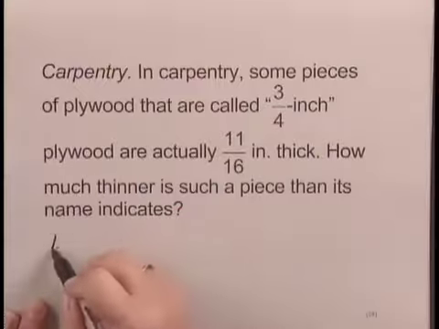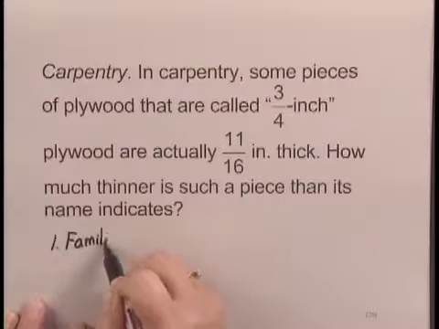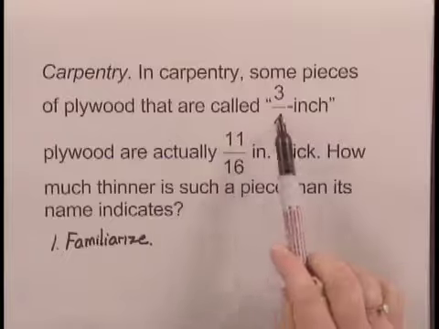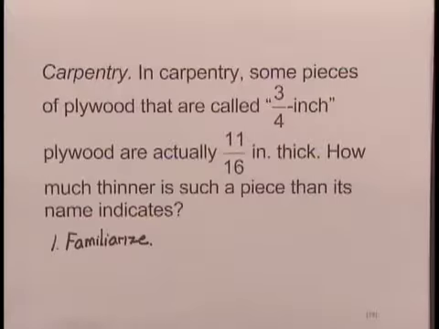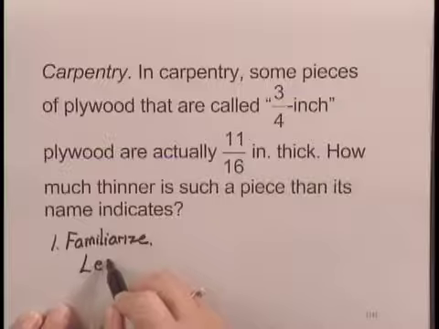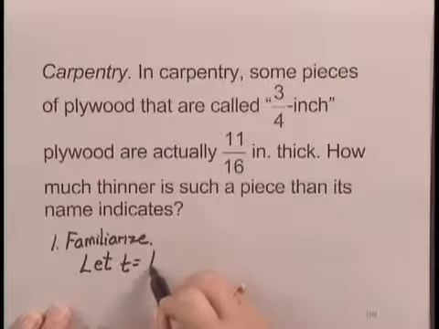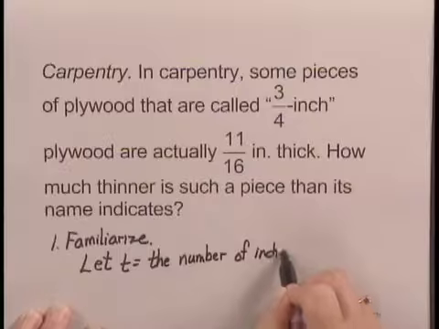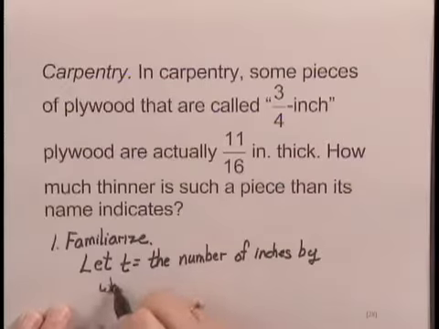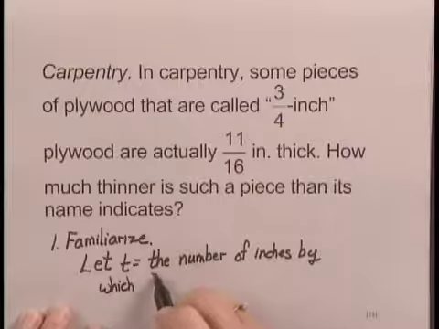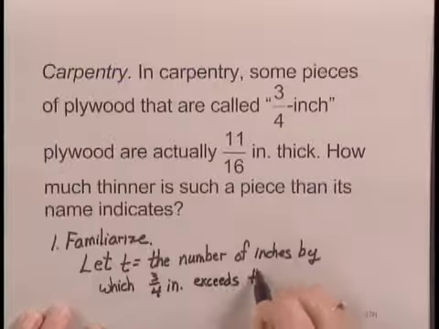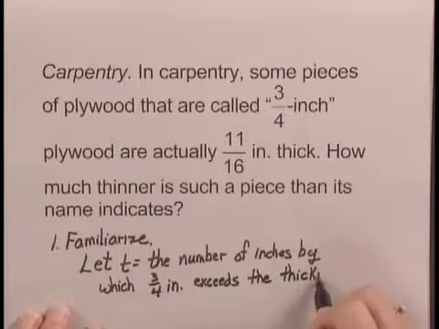For the first step, familiarize. We might note that 11/16 is going to be less than 3/4 because we're asked how much thinner such a piece is. And since we're looking for how much thinner a piece is than its name indicates, we let T equal the number of inches by which the size that it's called, 3/4 inches, actually exceeds the real thickness of the plywood.